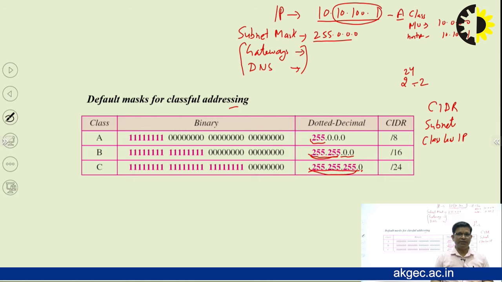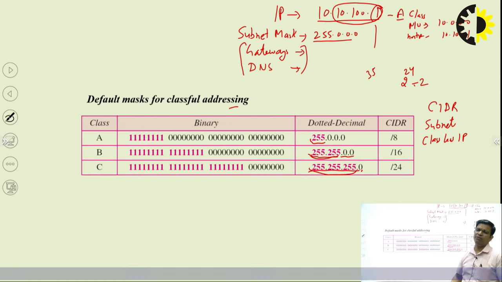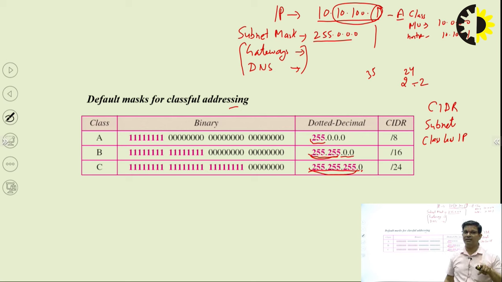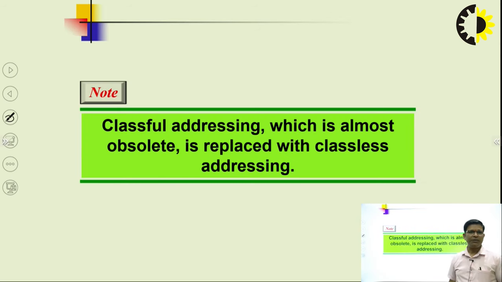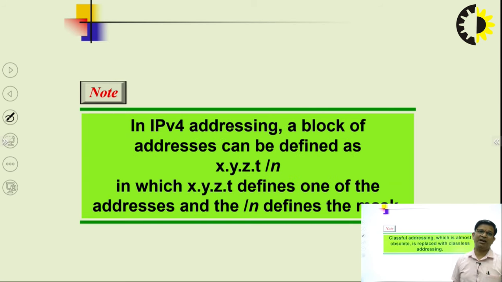In today's life, this is happening. We cannot communicate with other IP addresses even if we are using the same class of IP address, the same sequence. Even if my address belongs to one and another address belongs to 35, we cannot communicate with each other. If we are using classless, the mask should be different for both. Otherwise, if the mask is the same, then both IP addresses can communicate very easily. So classful IP addressing, which is almost obsolete, is replaced with classless IP addressing.